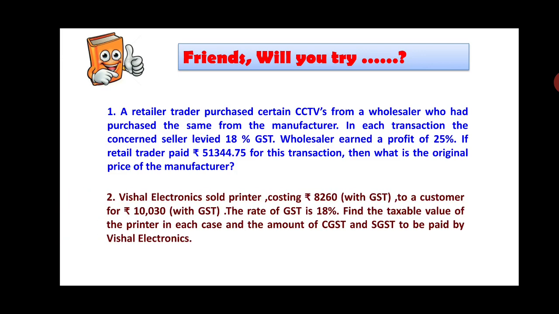Second one, Vishal Electronics sold a printer costing rupees 8,260 with GST to a consumer for rupees 10,030 with GST. The rate of GST is 18%. Find the taxable value of the printer in each case and the amount of CGST and SGST to be paid by the Vishal Electronics. Friends, try these two problems.